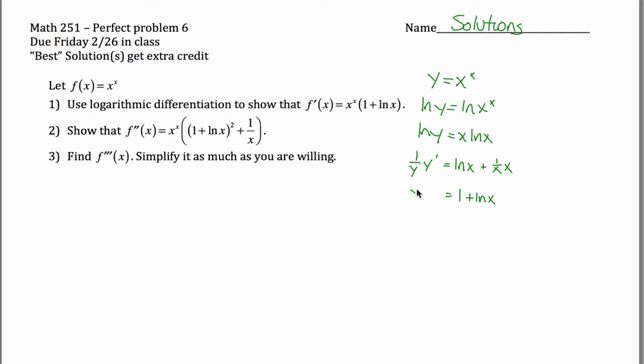And on this side I have kind of y prime over y, I guess. And so therefore y prime is equal to y times this thing, but y is equal to x to the x. So I get this, which I think is exactly what I was trying to come up with.